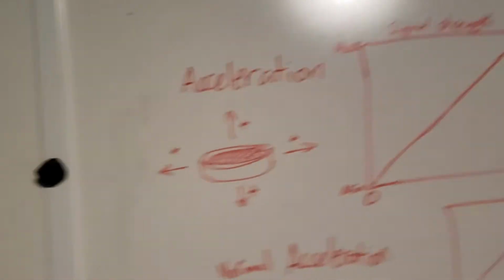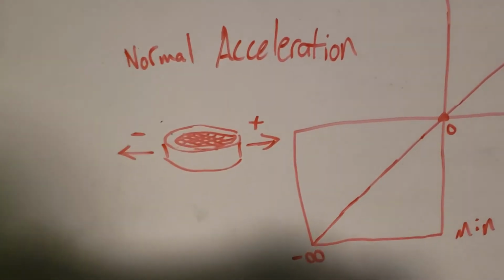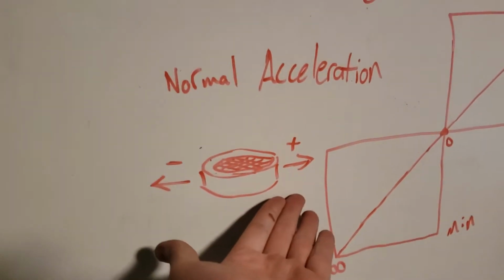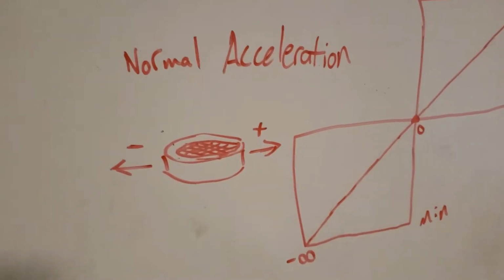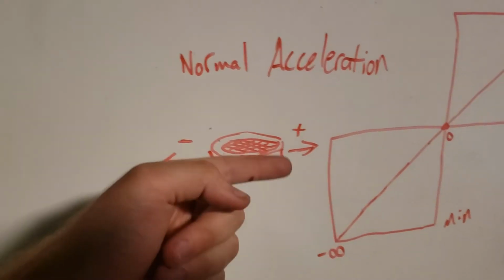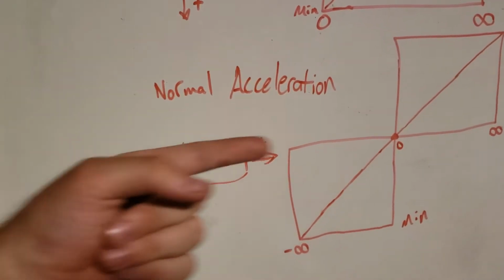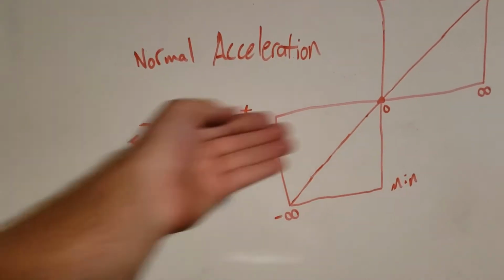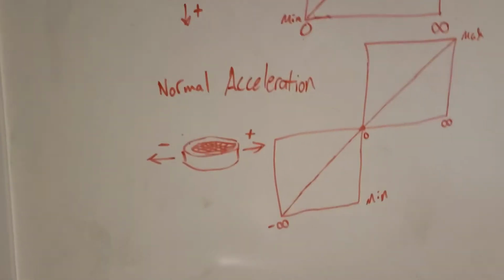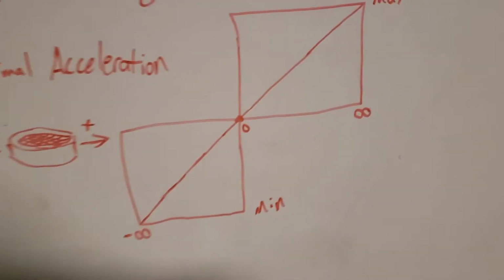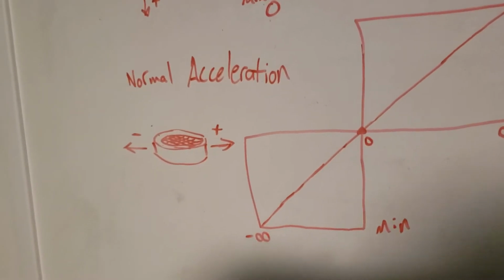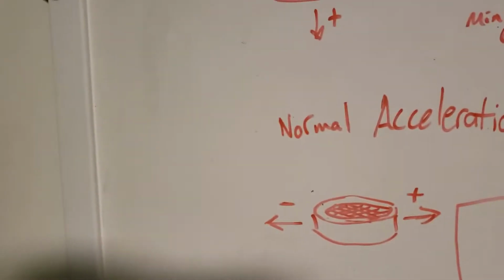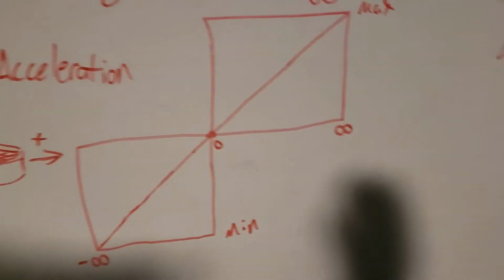Now for the normal acceleration sensor, you can see we've got a positive and a negative here, and what that means is basically it will only detect acceleration and deceleration in the direction of the sensor's sensing. Anyway, it'll only detect it in that direction, which means you can have negative values.